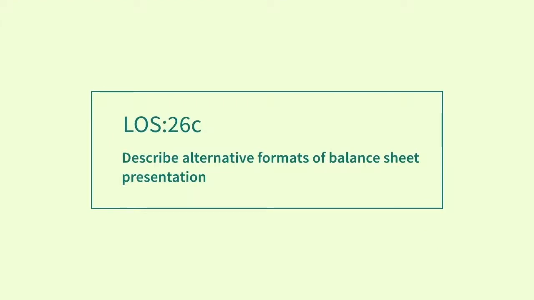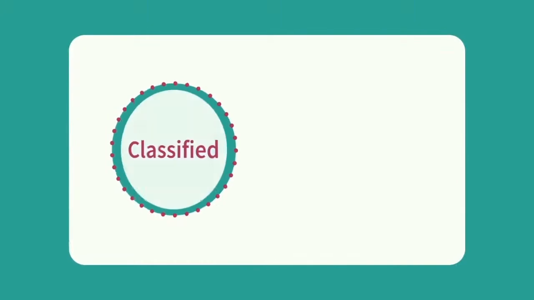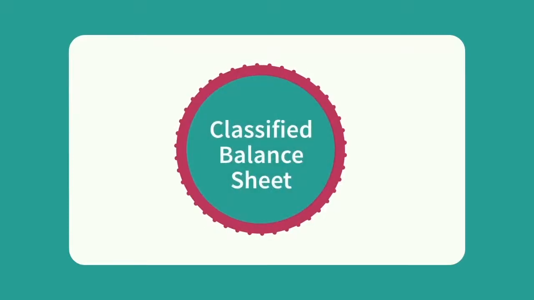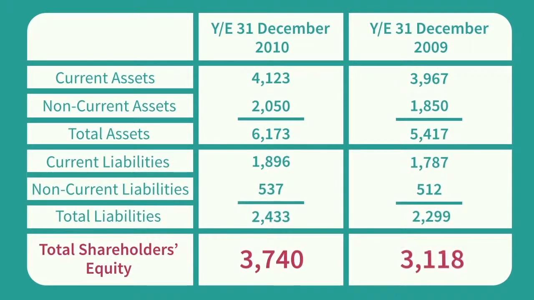Describe alternative formats of balance sheet presentation. There are two presentation styles that a company can choose from when reporting the balance sheet: classified and liquidity based. The first method, classified, is simply where a company's accounts are separated into current and non-current assets and current and non-current liabilities. The basic idea is simply that the balance sheet is separated into sections full of similar items.